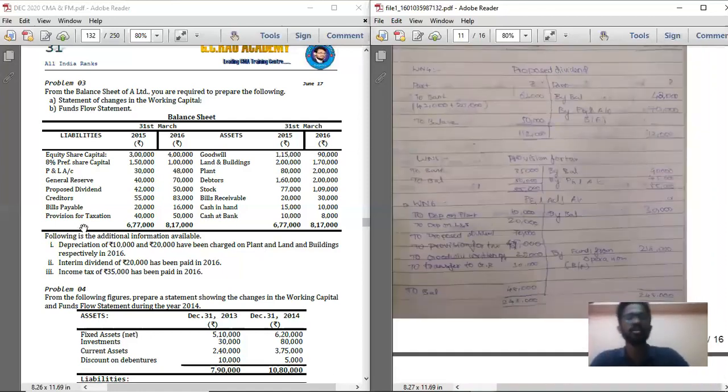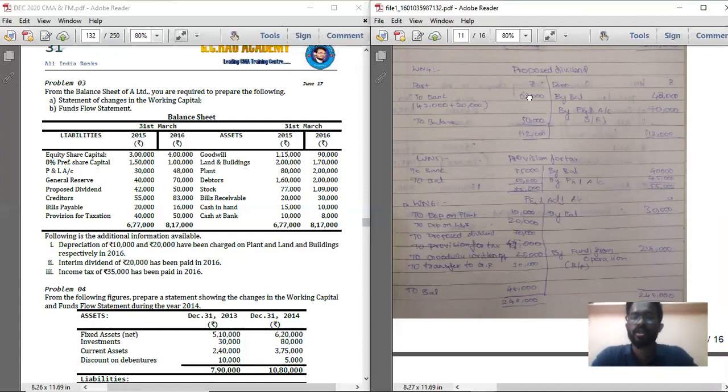Below that, provision for taxation. You calculate a separate table because opening balance is 40,000, closing balance is 50,000, current year paid is 35,000. So the remaining balance is the amount transferred from the P&L account. So open provision for taxation, opening balance credit side, closing balance debit side, to bank, that is payment made 35,000. So the balancing figure is by P&L account 45,000. This 45,000 will be taken to the P&L adjustment account as provision for taxation 45,000.